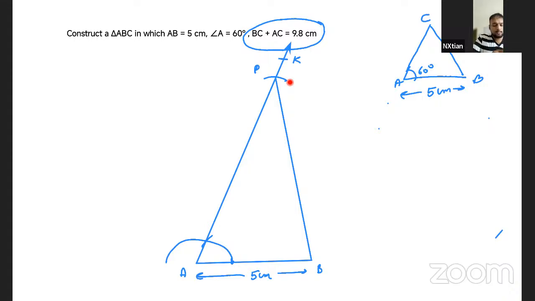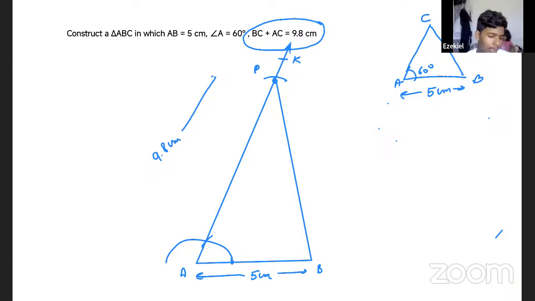Ezekiel, done? Did you make this? Do you have some issue, Ezekiel? Okay, Ezekiel, there is no perpendicular bisector yet. Where is the perpendicular bisector? You made it till here, which I did, no? Your distance from P to A should be 9.8 centimeter. Remember that, okay? I just highlighted it with a pen.